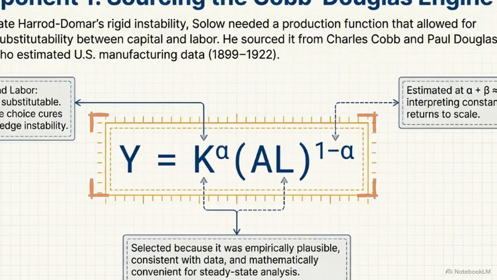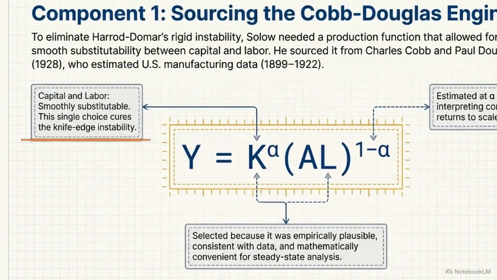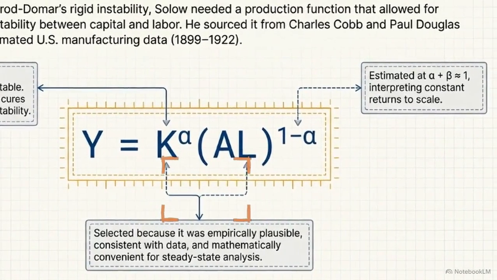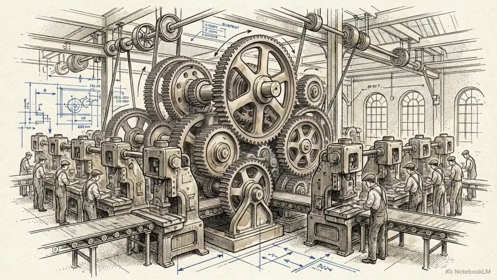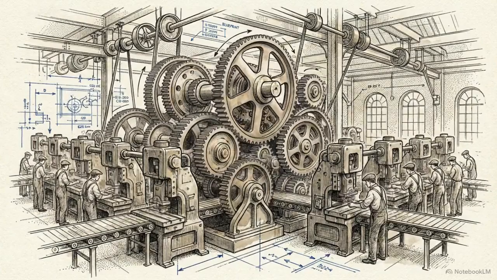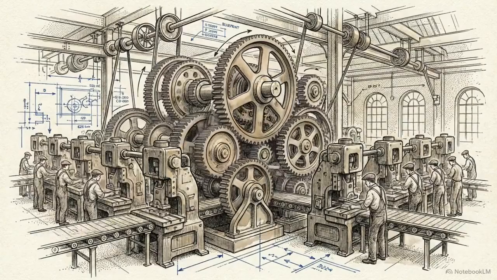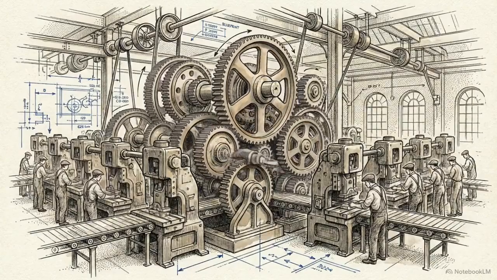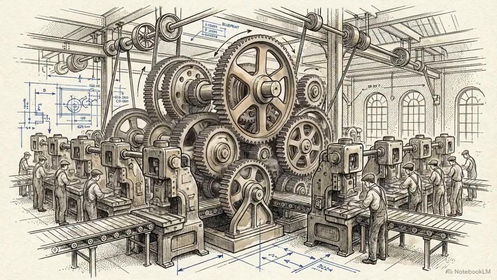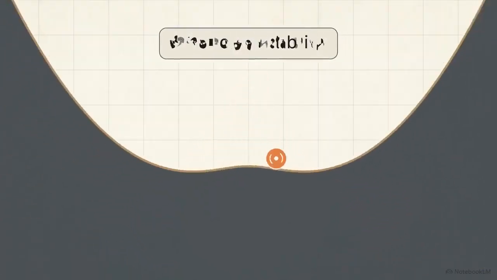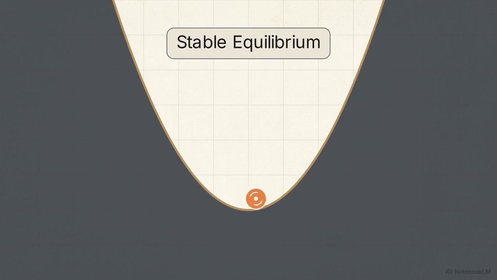This is the 1928 Cobb-Douglas production function. Solow sourced this to serve as his primary engine upgrade. He used this equation to replace fixed coefficients with smooth substitutability between capital and labor. If you lack machines, you can use more workers, and vice versa. Solow selected this specific equation because it was empirically plausible, consistent with decades of U.S. manufacturing data, and highly convenient for steady-state calculus. Allowing capital to substitute for labor instantly neutralized the knife-edge instability.